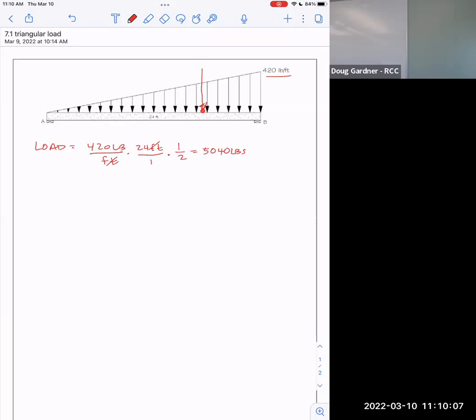So, okay, I found this thing. It's 5,040. It's aiming at that spot right there, 1/3 of the way in. And now I don't have infinite mini loads. I just have one. And so I'm kind of on my way. And so let's draw a free body diagram of that just to clean it up a little bit.